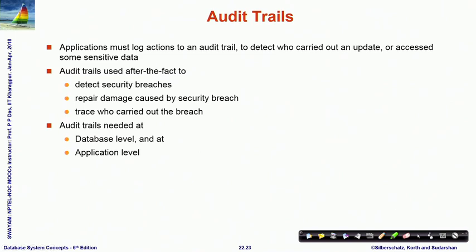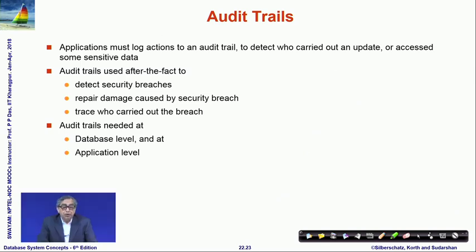Another way to ensure security is to keep an audit trail. So, applications keeping an audit trail must log actions into it, where you write down actions in terms of who carried out an update, or who accessed some sensitive data, or who did a delete and so on. So, audit trails can be used later on if the need arises to detect if some security breach had happened, or if some damage has been caused by the security breach, that can be corrected and so on, create a trace. So, auditing is necessarily a very required activity for any database application, and audit trails are a good mechanism for that.